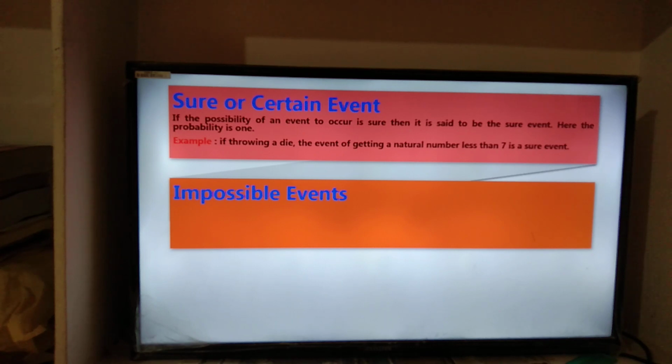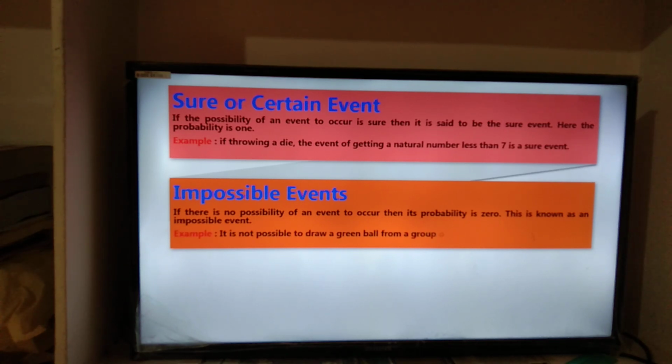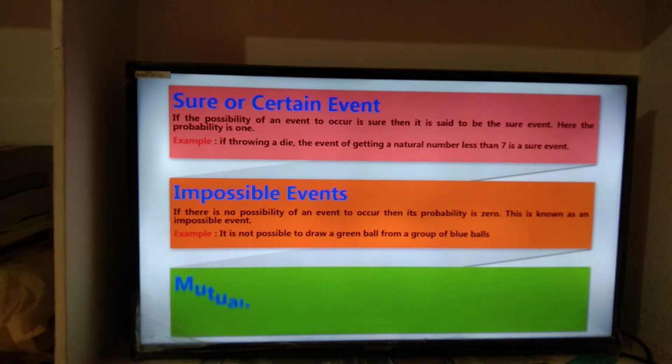Now coming to impossible event, if there is no possibility of an event to occur, then its probability is 0. This is known as an impossible event. If it is not possible to draw a green ball from a group of blue balls, obviously we can't draw green balls from the group of blue balls. That is an impossible event.